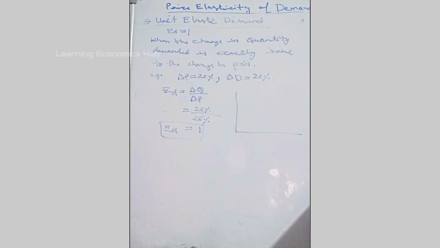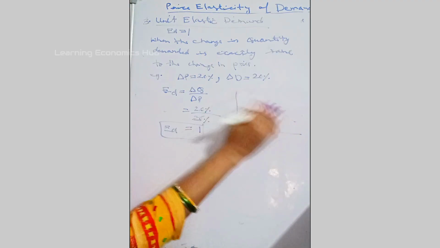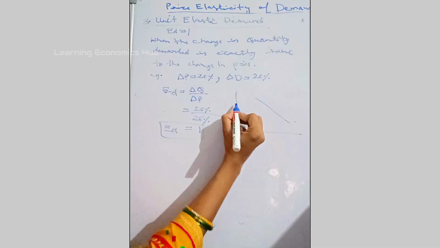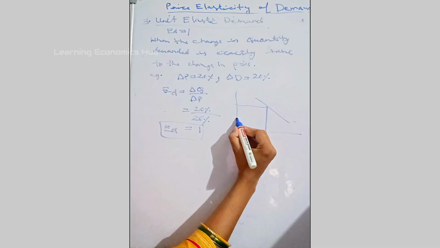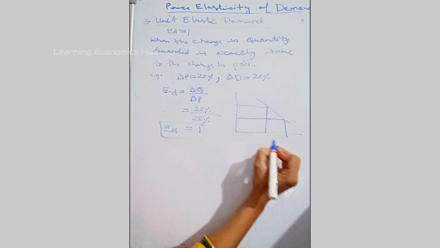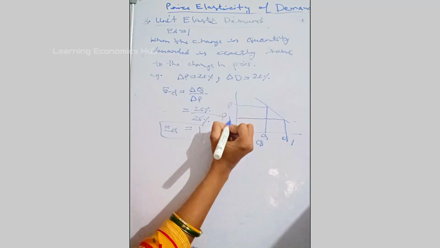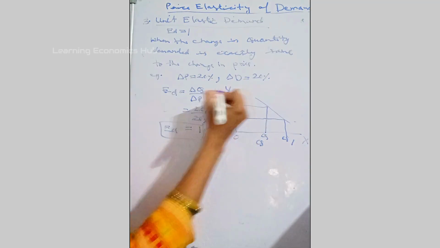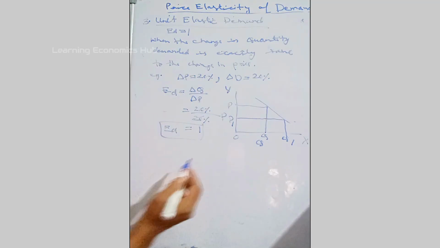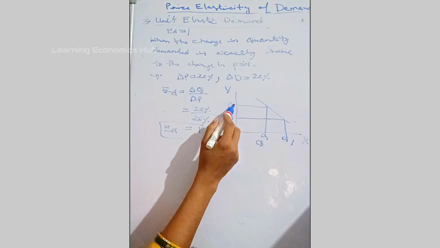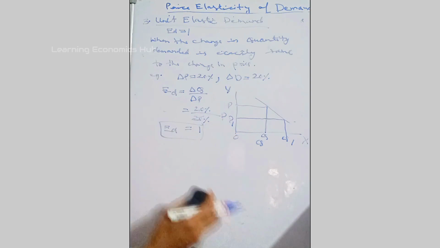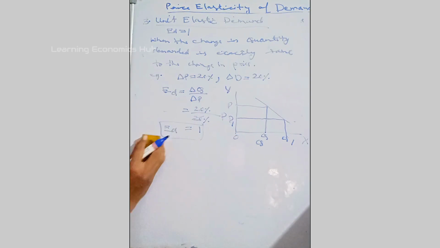Diagrammatically, elasticity of demand is unity. Here is price, here is quantity demanded, Q, Q1, P, P1, x-axis 0, y-axis. When the change in quantity demanded is exactly the same as the change in price, this is called unit elasticity of demand, unit elastic demand.